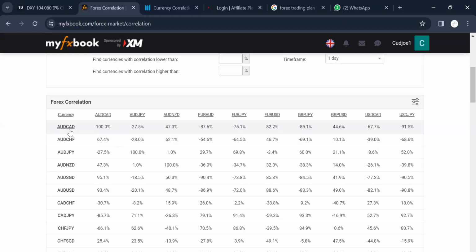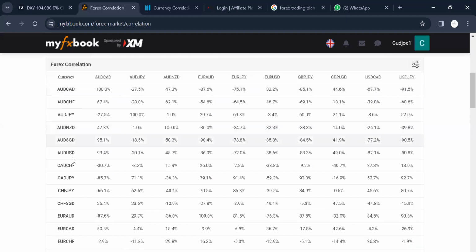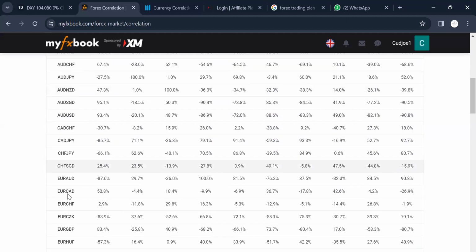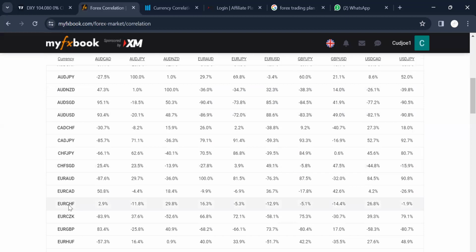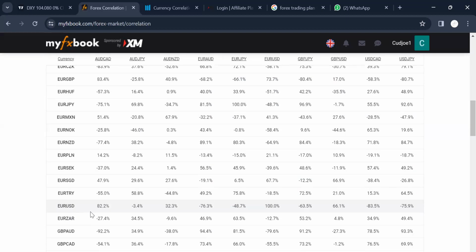So let's say I'm going to compare AUD USD against GBP USD to see if there's a correlation between the two that I can trade. So first of all, let me look for AUD USD on the y-axis. Now, AUD USD, let's map it until I meet GBP USD. You see what I see here?